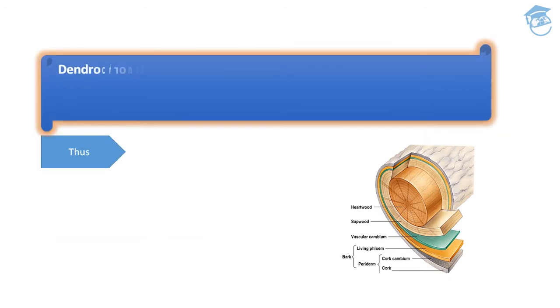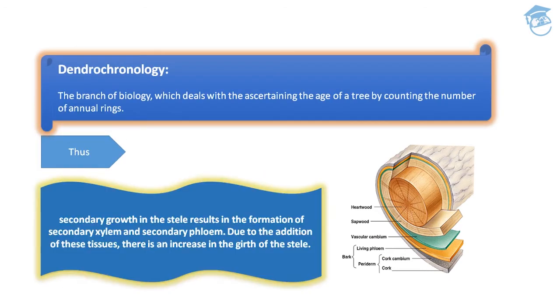What is dendrochronology, students? It is the branch of biology that deals with ascertaining the age of a tree by counting the number of annual rings. We'll see what it is. Thus, secondary growth in stele results in the formation of secondary xylem and secondary phloem. So due to the addition of these tissues, there is an increase in the girth of a stele.